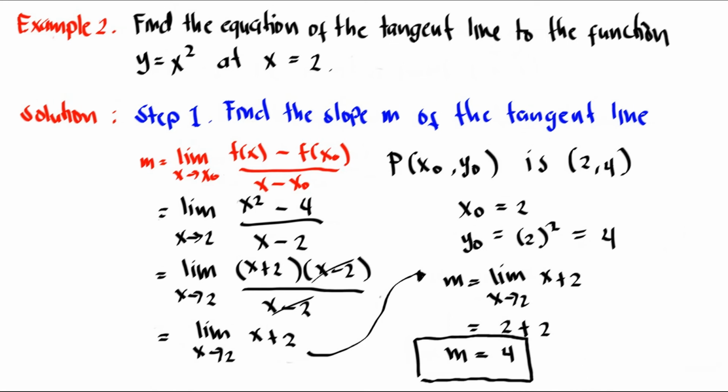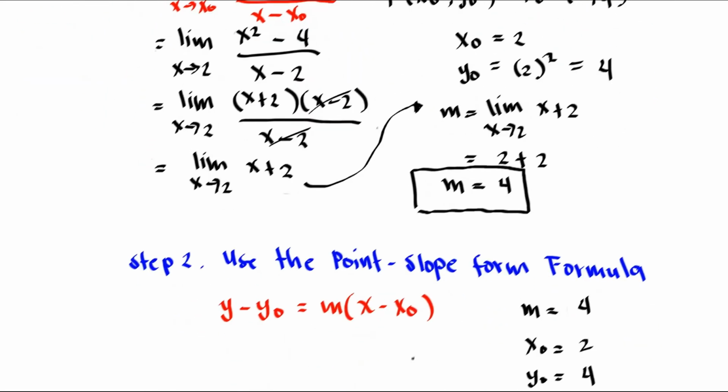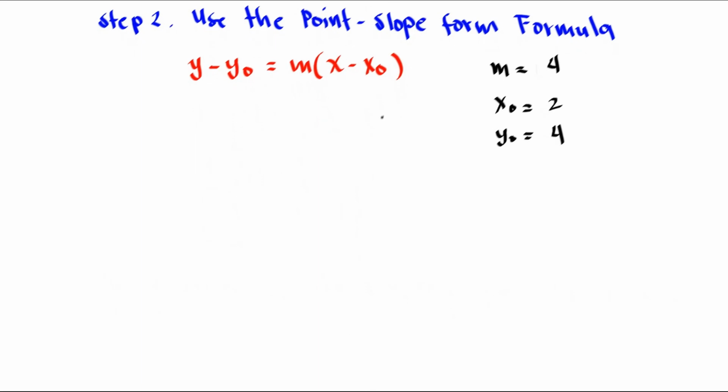Since we already have the information that we need to solve for the equation of the tangent line, our next step is to use the point slope form formula. That is y minus y sub 0 is equal to m times x minus x sub 0. And we know that our slope, or the value of m, is equal to 4. The x coordinate, or x sub 0, is equal to 2. The y coordinate, or y sub 0, is equal to 4.